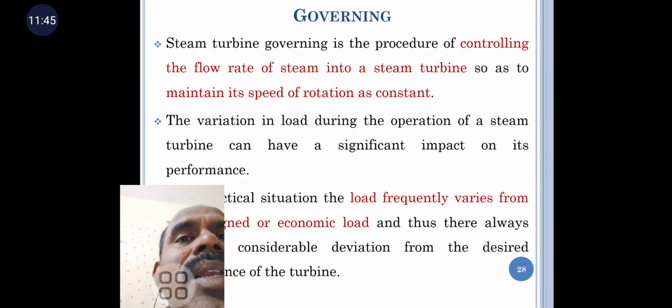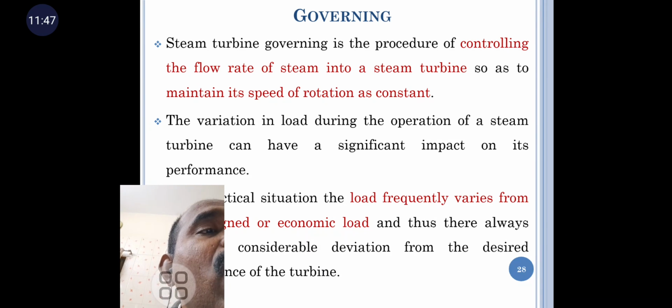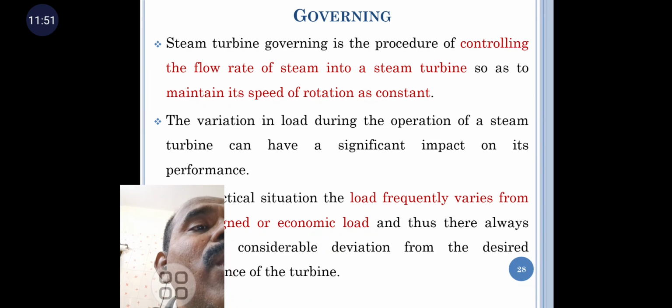Steam turbine governing is the procedure for controlling the flow rate of steam into the steam turbine so as to maintain the speed of rotation at a constant speed. Governing means maintaining the constant speed of the turbine irrespective of load.